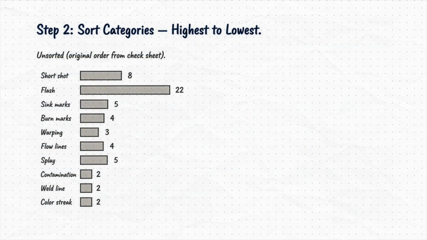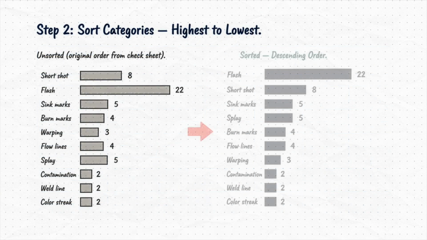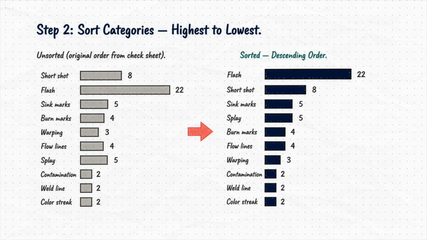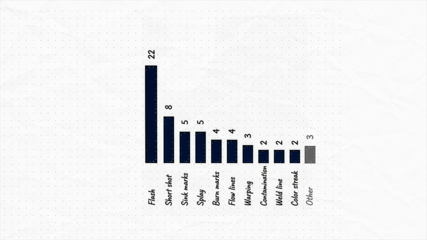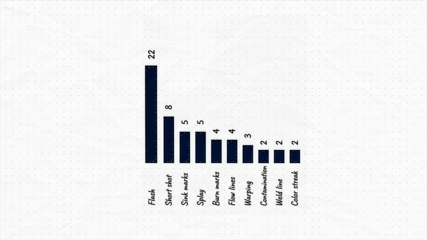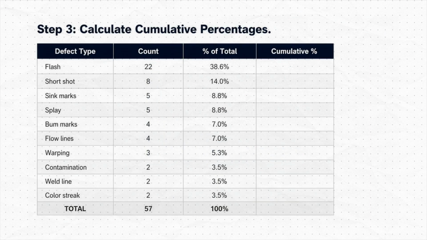Step 2. Sort the categories in descending order. The highest count goes first on the left, the lowest goes last on the right. If you have a miscellaneous or other category, place it at the far right regardless of its count, because it is not a specific, actionable category. Our sorted order is flash, short shot, sink marks, splay, burn marks, flow lines, warping, contamination, weld line, and color streak.